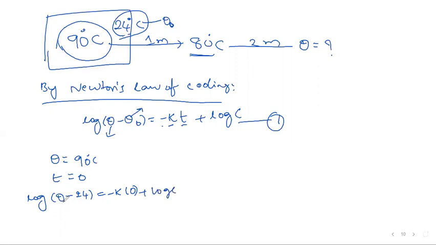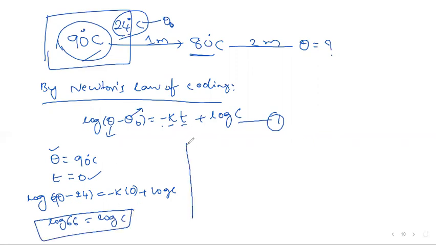Better to write here the temperature of a cup of coffee is 90 degrees. So I've substituted here 90 degrees Celsius. Clear? I've substituted the temperature of an object, meaning the temperature of the cup of coffee, theta initially, and t is equal to 0. Now we have 90 minus 24, so you get 66. Log of 66 is equal to log c, or c is equal to 66.